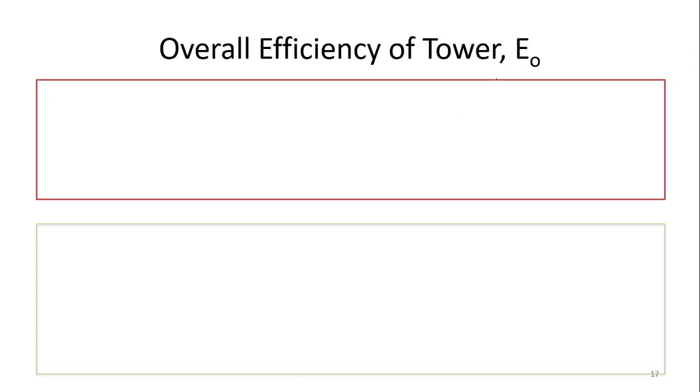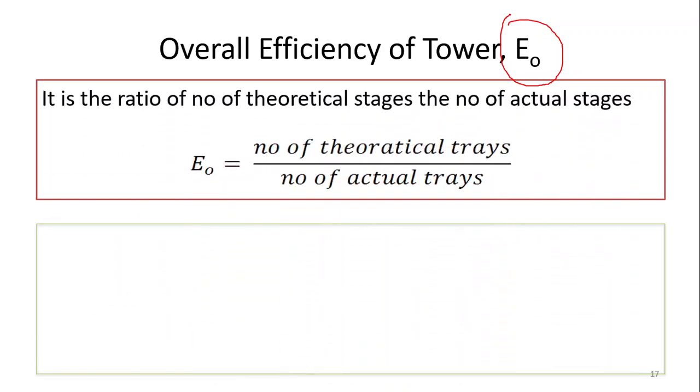Overall efficiency of the tower can be defined by E naught. It's a very simple thing. It is the ratio of the number of theoretical trays to the number of actual trays. So what is the meaning of this? Theoretical trays means the equilibrium trays that we have calculated. In the earlier slide, we discussed the concept of the number of trays and number of stages. Number of stages means all the equilibrium stages, number of trays means all the equilibrium trays. That is called the theoretical trays. And the number of actual trays is what is required for that, so that gives the efficiency.